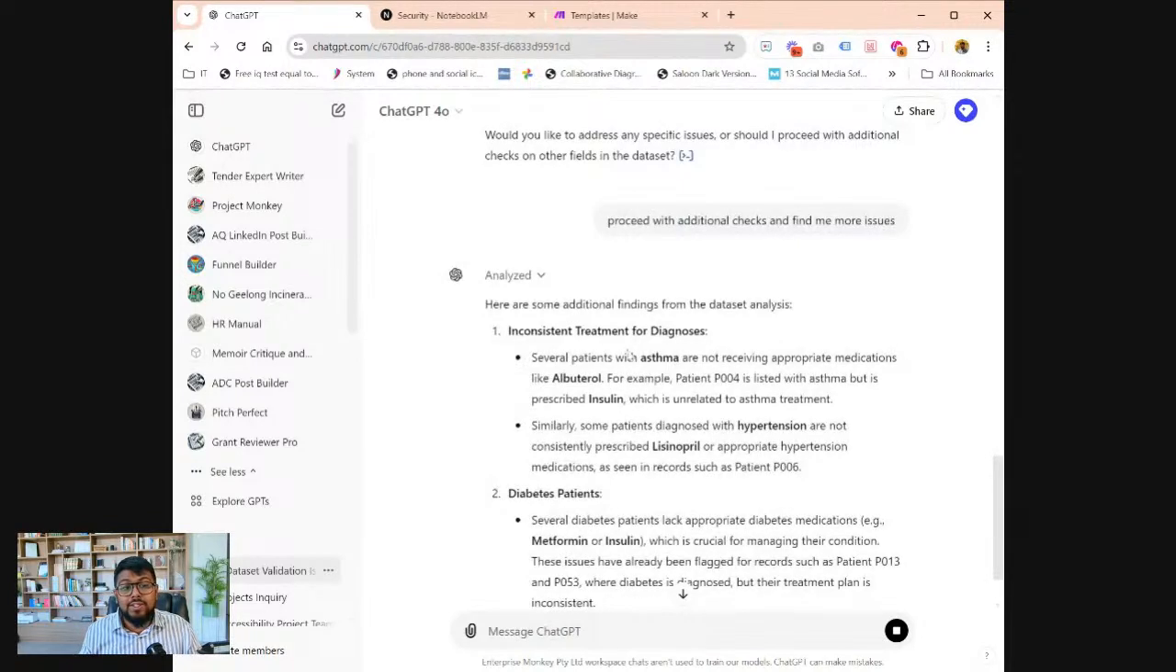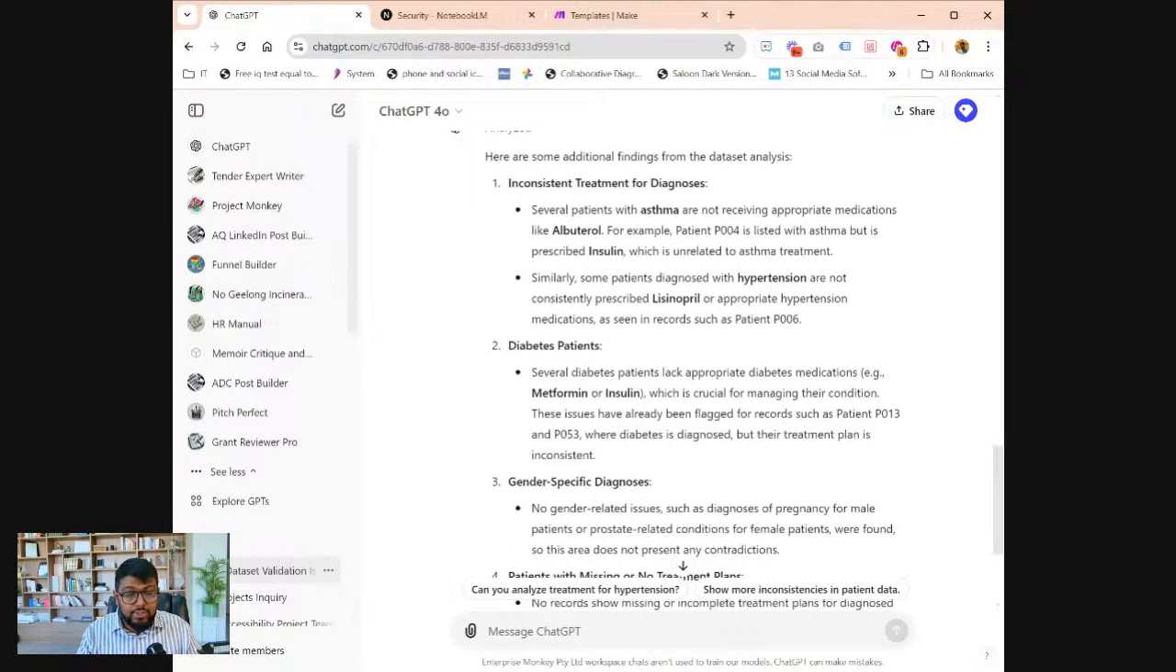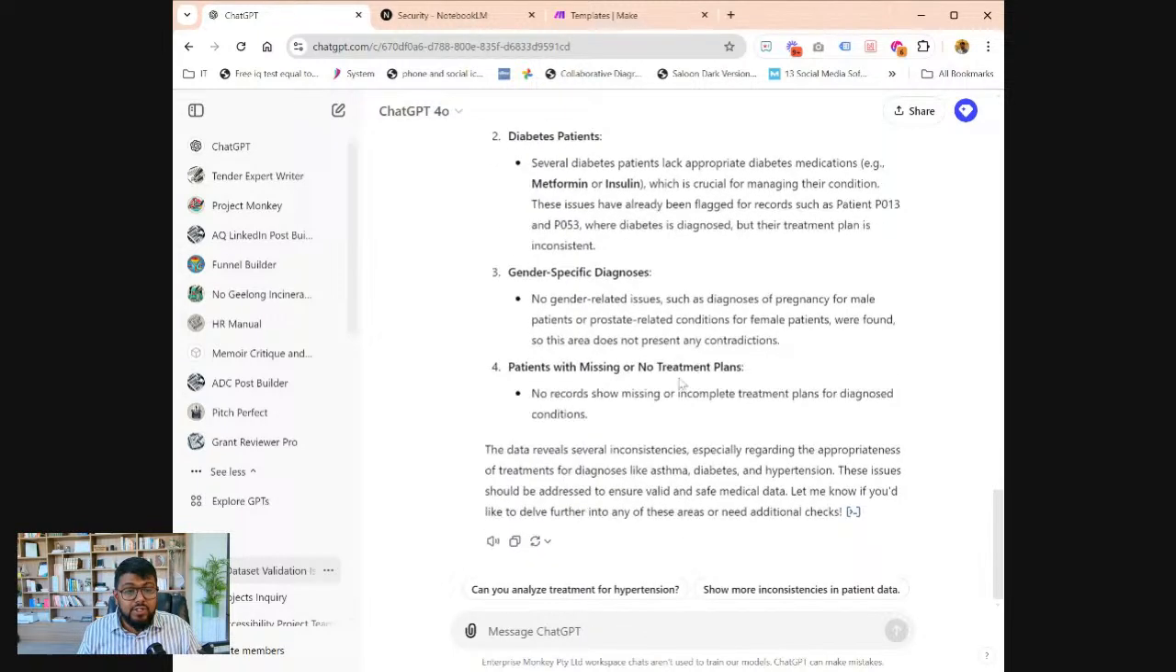So the first one is inconsistent treatment for diagnosis. It's saying several patients with asthma are not receiving appropriate medications like albuterol. For example, patient P004 is listed with asthma but is prescribed insulin, which is unrelated to asthma treatment. So that's an observation that can go back, and from there it can actually tell that a patient is not receiving the right treatment or there's inconsistent treatment. Then it talks about further things like diabetes patients with missing treatments or no treatment plans, and so on. So it can actually identify inconsistencies in the data, and that's your first use case.